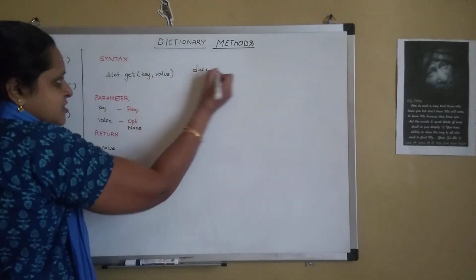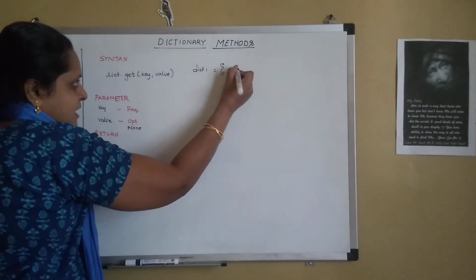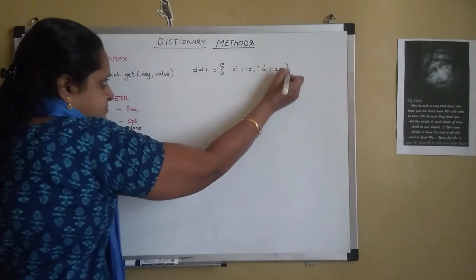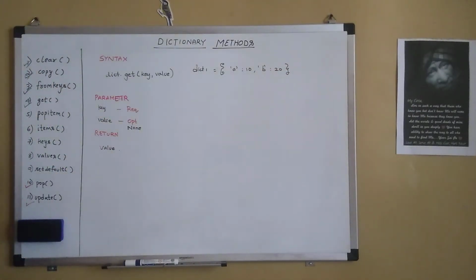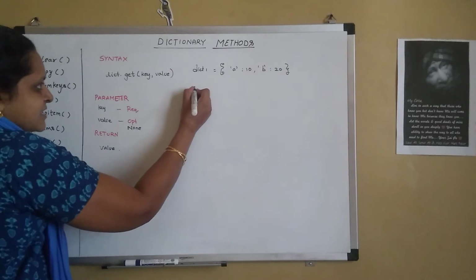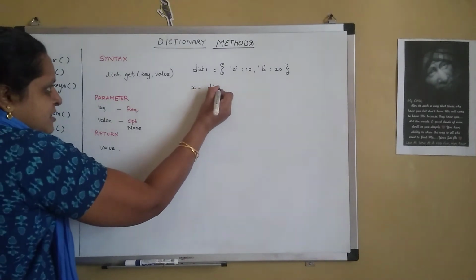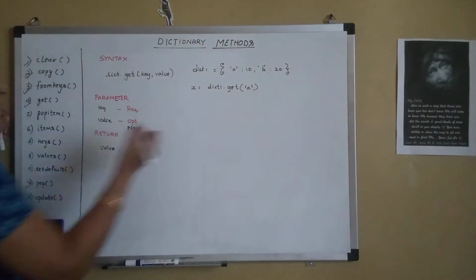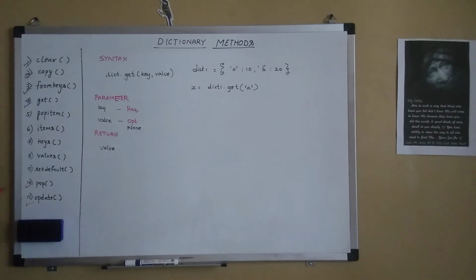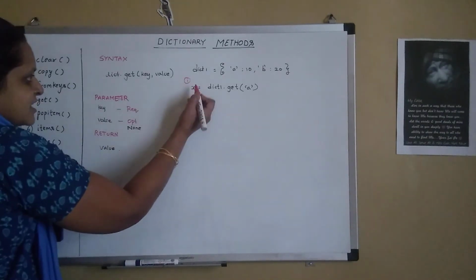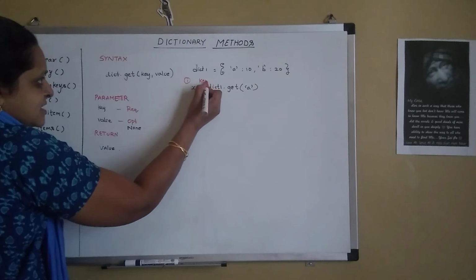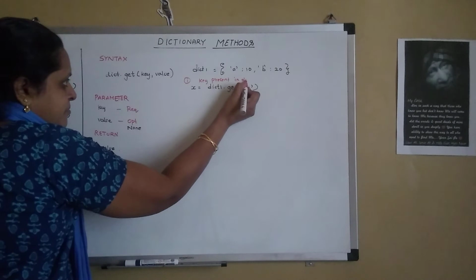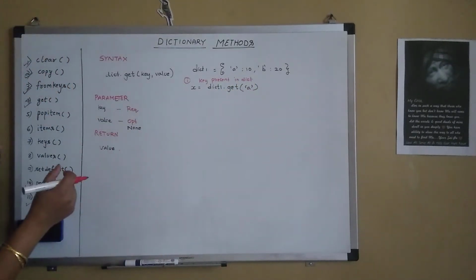Now if I have my dict1 equal to A: 10, B: 20. So this is my dictionary, and let me say x equal to dict1.get('A'). In this get there are four scenarios. The first one is key present in dictionary, value not given.